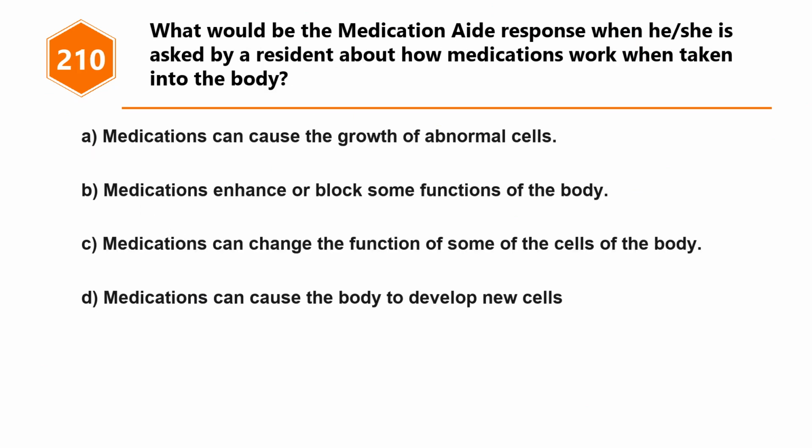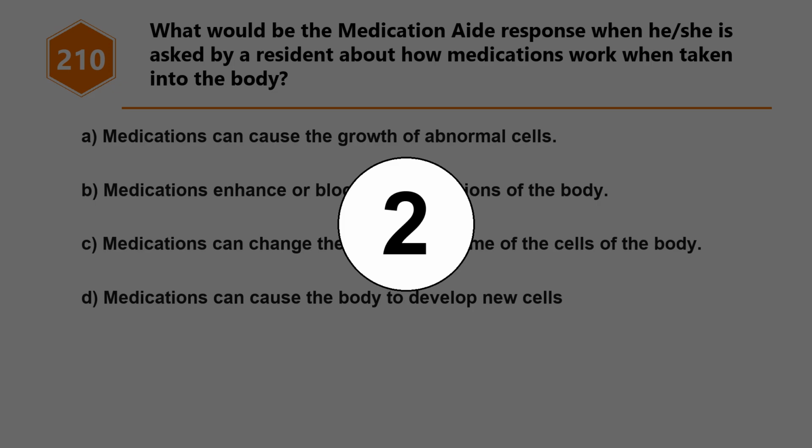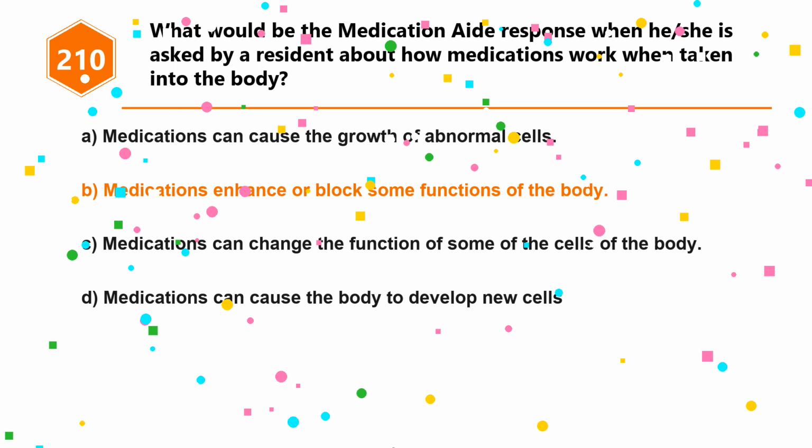Question 210. What would be the medication aide's response when she is asked by a resident about how medications work when taken into the body? Option A, medications can cause the growth of abnormal cells. Option B, medications enhance or block some functions of the body. Option C, medications can change the function of some of the cells of the body. Option D, medications can cause the body to develop new cells. The correct answer is option B, medications enhance or block some functions of the body.